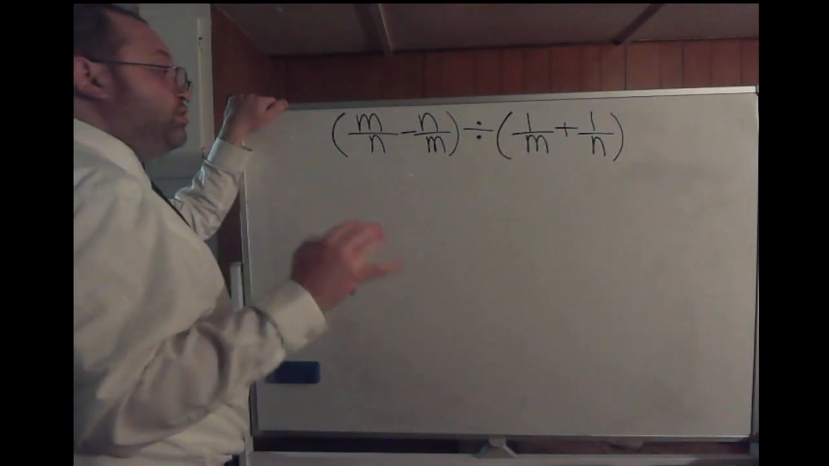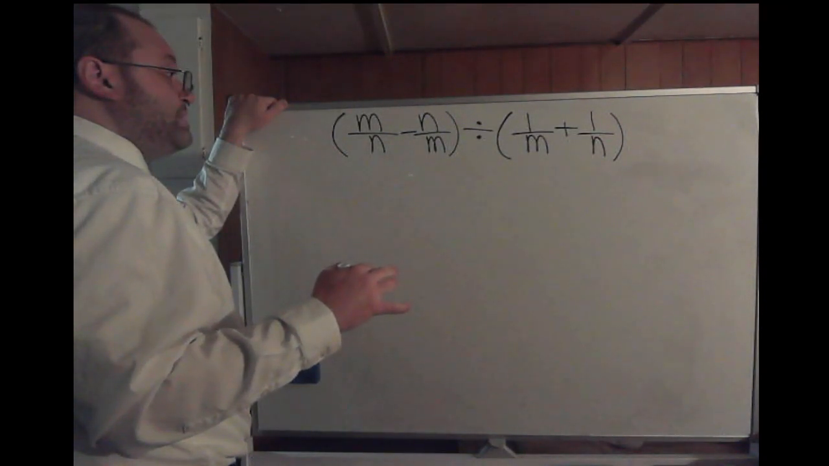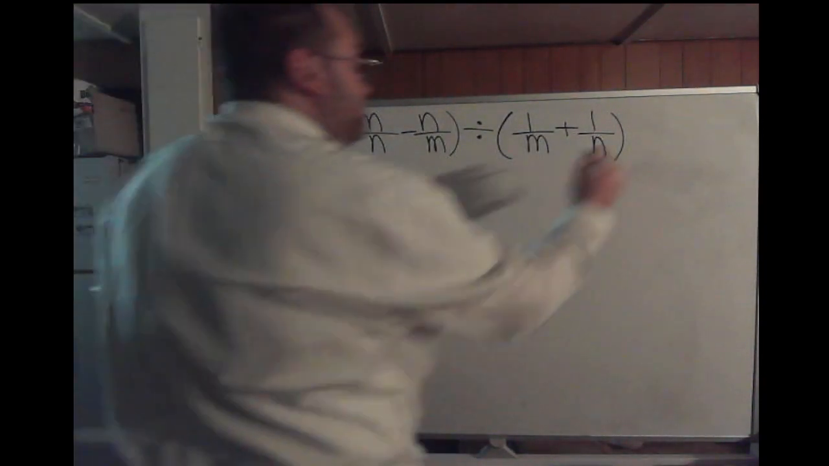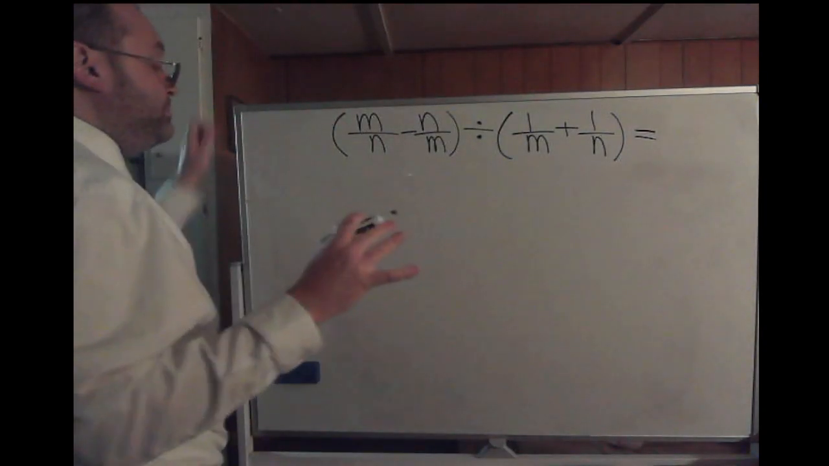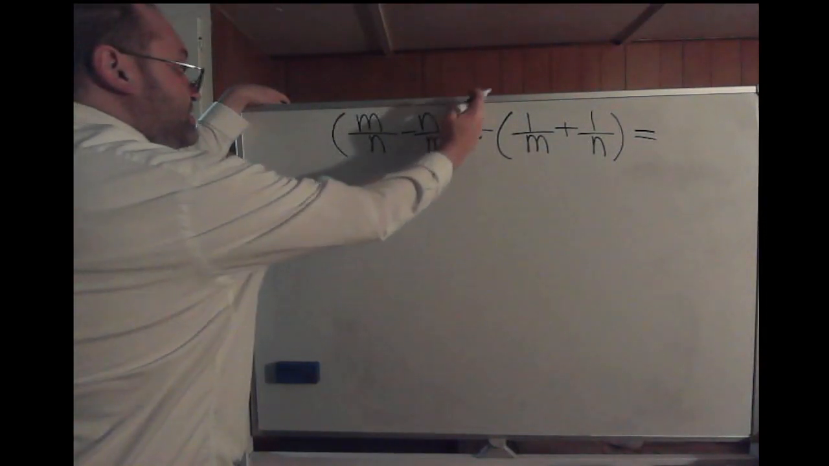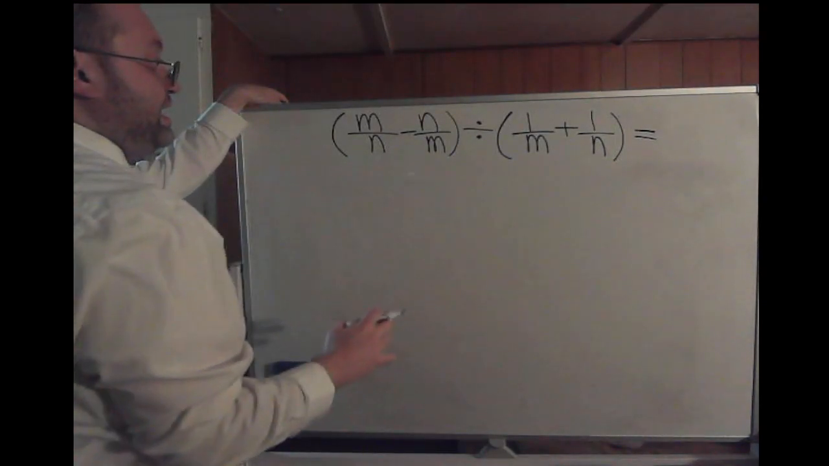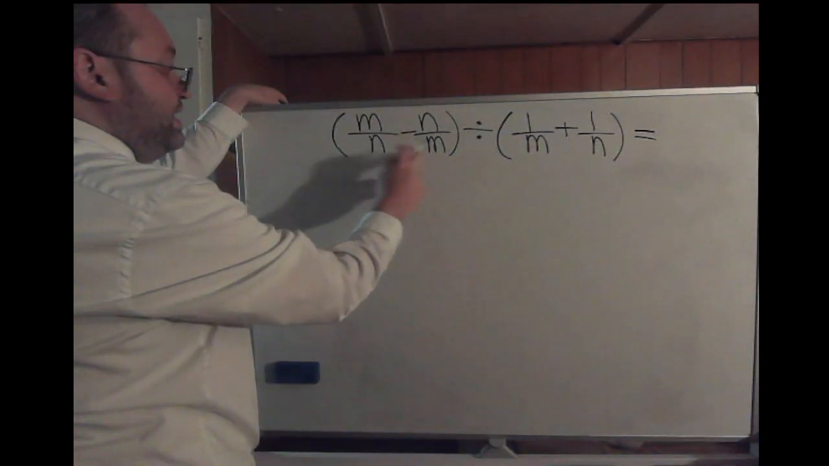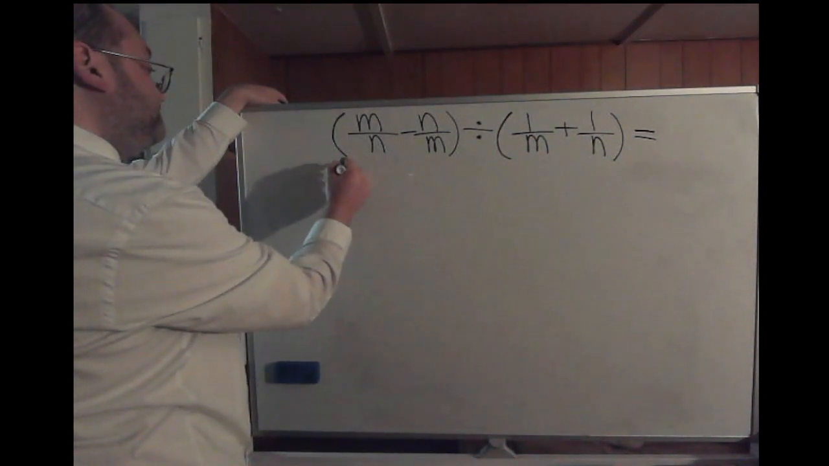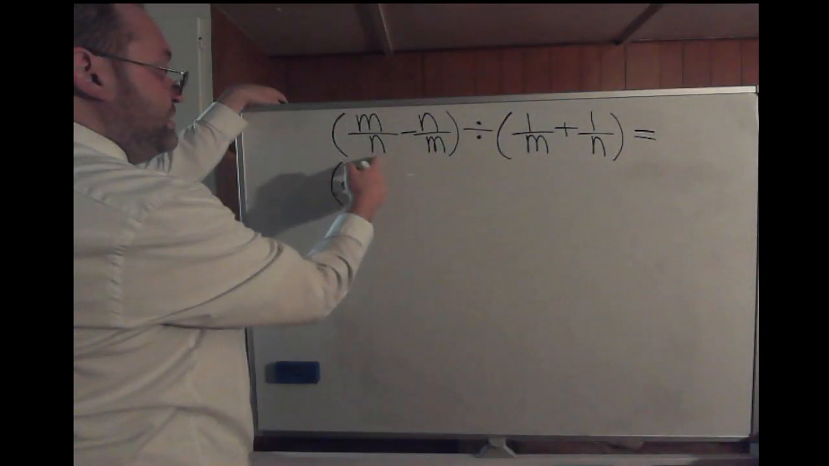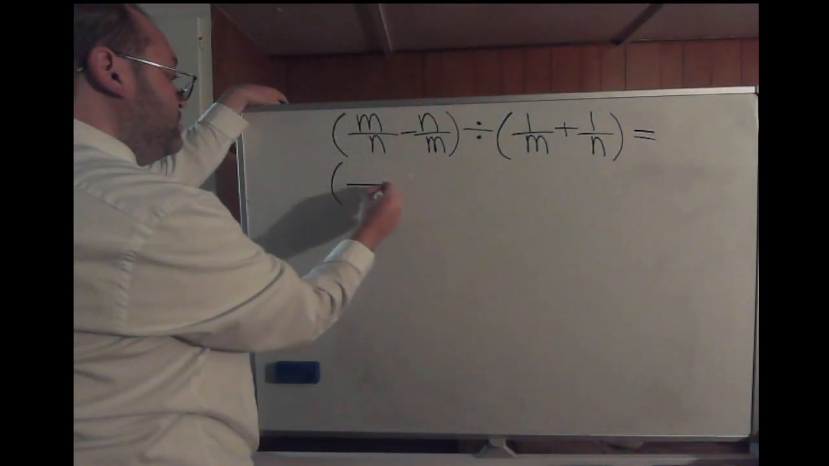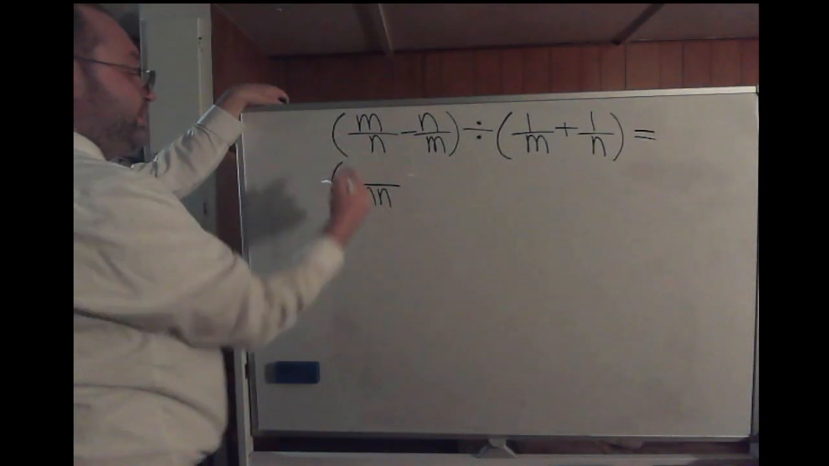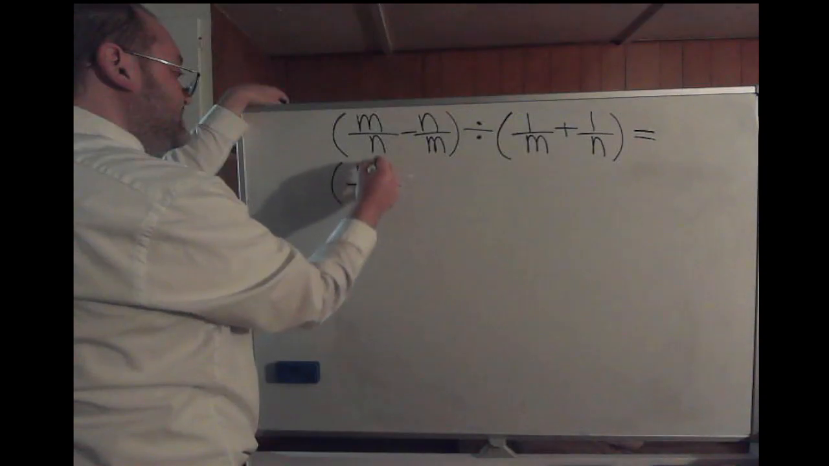First thing I would do, and your order of operations dictates this, is deal with your parentheses. Deal with each of the parentheses individually. So only consider this first part here, the m over n minus n over m. Your least common denominator of n and m would be mn. Well, to make the first denominator nm, we've got to multiply by m, which would give you mn, but you've got to do it to the numerator of m. You multiply m by m, you get m to the second.